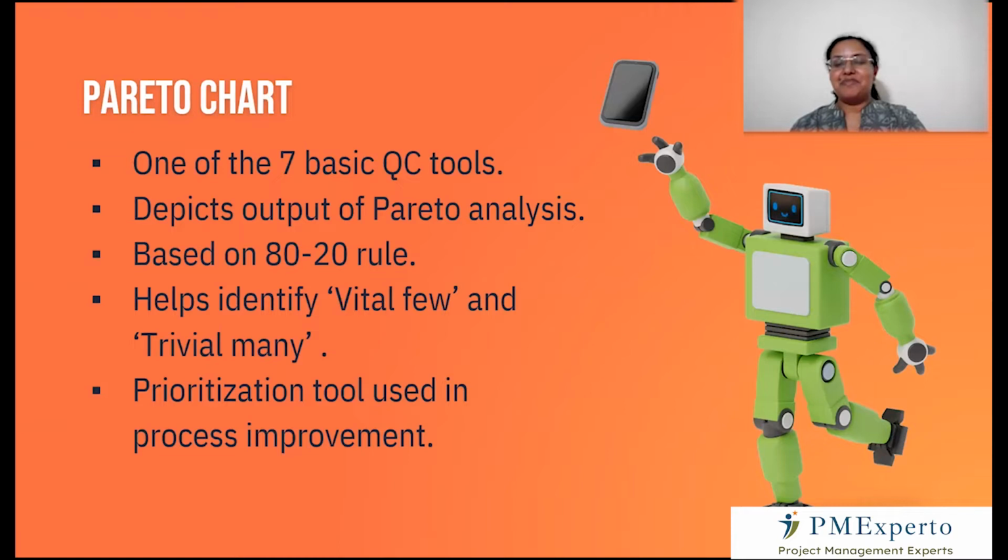The primary purpose of Pareto analysis is to identify the vital few which are contributing to a major number of defects rather than trying to focus on the trivial many. There might be many different categories of defects occurring in a process, but we need to focus on those 20% of the causes which are causing 80% of defects. Those are the vital few. Pareto analysis is carried out and the output is depicted in the form of a Pareto chart, which is one among the 7 basic quality tools.